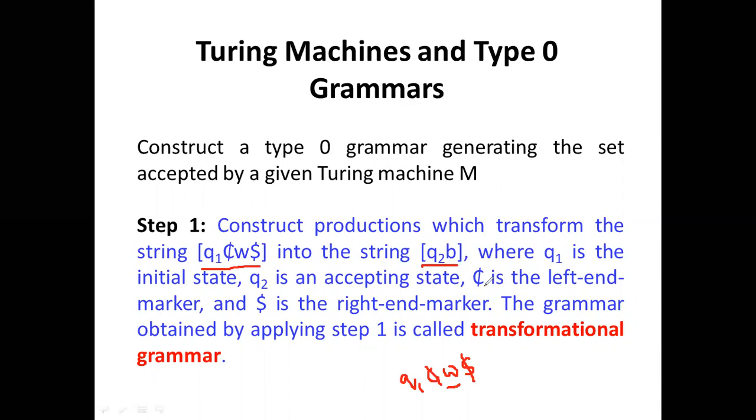And here, this is a left end marker and this is a right end marker, and the grammar obtained by this step 1 is called the transformational grammar. So step 1 is to construct the transformational grammar from the given Turing machine M.